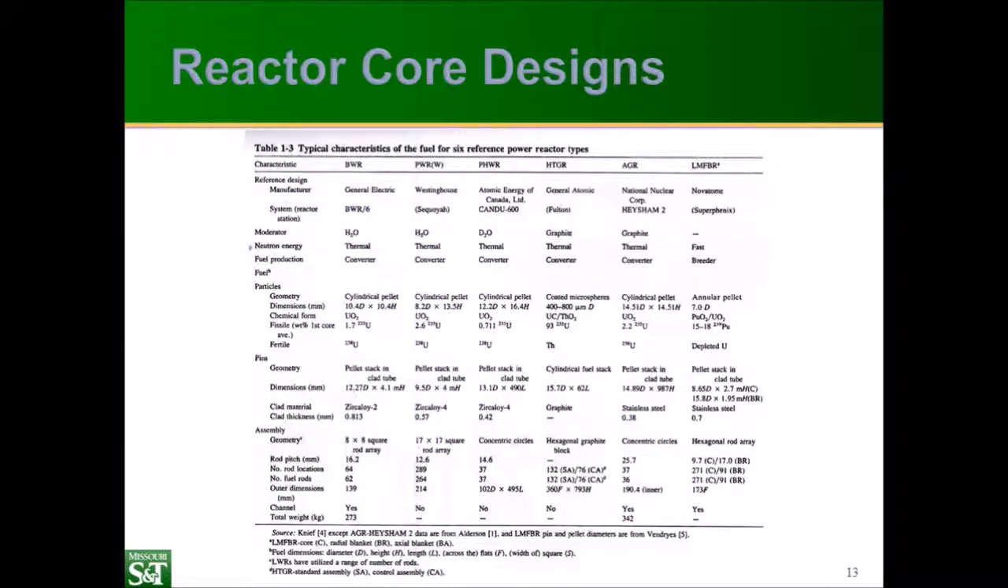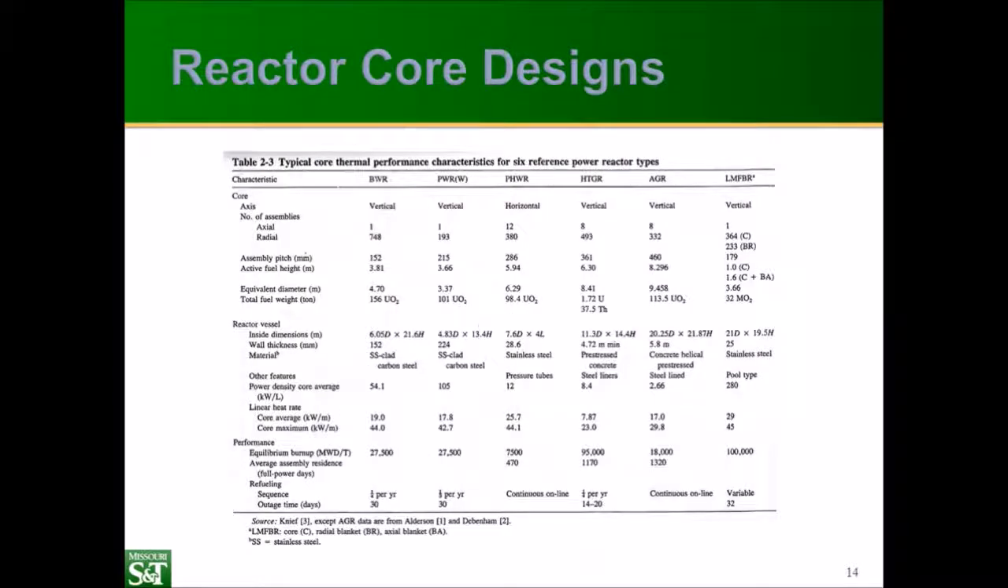The next couple slides here just contain a lot of properties of prototypic reactor designs, just generic or average reactor designs for each of the various types. So on this slide you can see there's some information about the fuel particles, the pin geometry, the assembly geometry, and so on. This next table is going to show you some information about the reactor vessel, linear heat rate, power density, performance criteria, and so on. These two tables were taken from the textbook by Todreas and Kazimi, Nuclear Systems 1, so you can find some more information there.